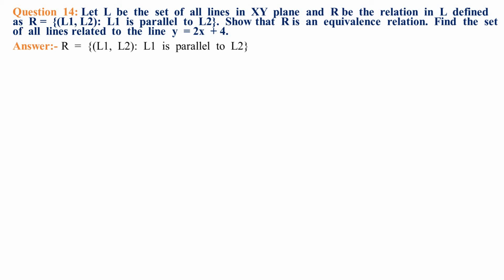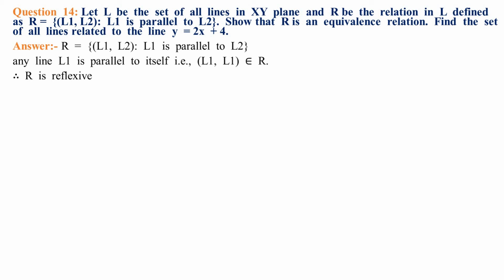Here the given relation R is equal to the ordered pairs (L1, L2) where L1 is parallel to line L2. Any line L1 is parallel to itself. L1 is parallel to L1, so (L1, L1) belongs to R, therefore R is a reflexive relation.